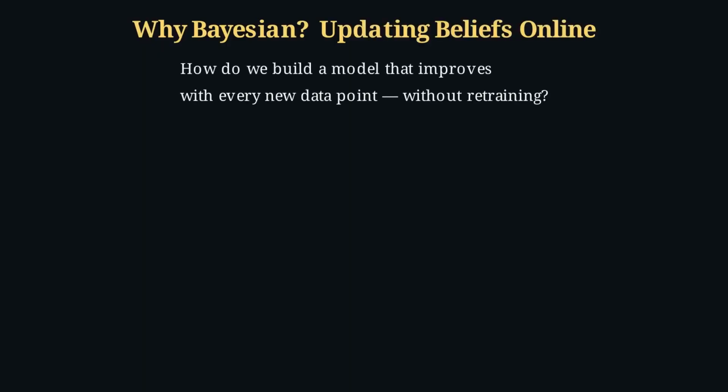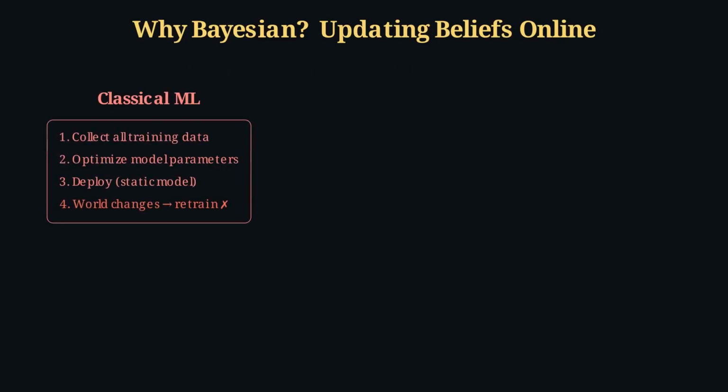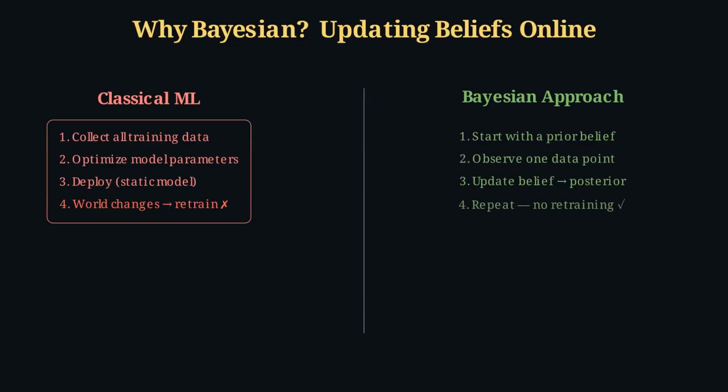Why is the Bayesian approach the right tool for this problem? Classical machine learning requires collecting all training data upfront, optimizing model parameters in batch, and then deploying a static model. When the world changes, you must retrain from scratch. This is slow, expensive, and fundamentally incompatible with streaming data.